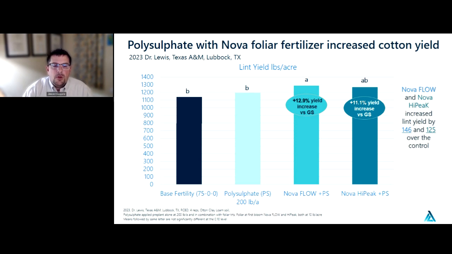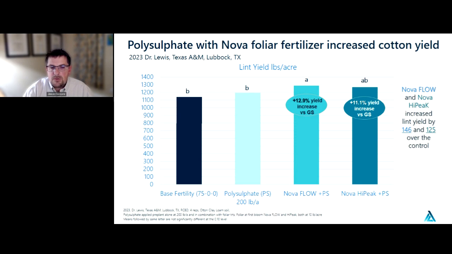This is an example from Texas A&M at Lubbock. Again, you'll notice the soil applied component with polysulfate in the second treatment from the left. And then the third and fourth bars from the left would be the combination of polysulfate as the base soil applied nutrition, along with 2 ICL options for applying foliar potassium.